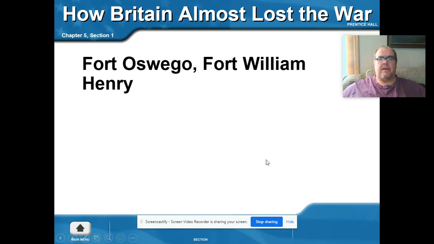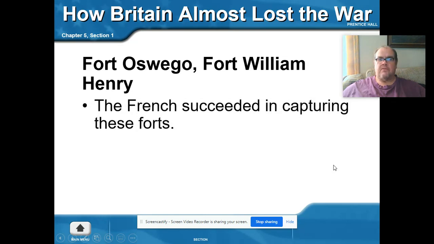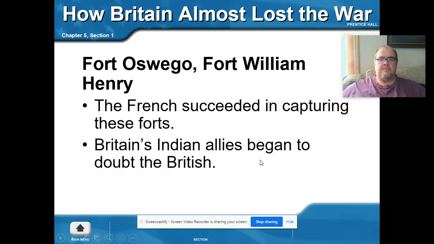And then the Battle of Fort Oswego and Fort William Henry. The French captured these forts, which the British thought were undefeatable. And the British allies, their Indian allies, began to wonder if the British could win this war. So the Iroquois are starting to think if they've got to change sides. So are some other tribes.